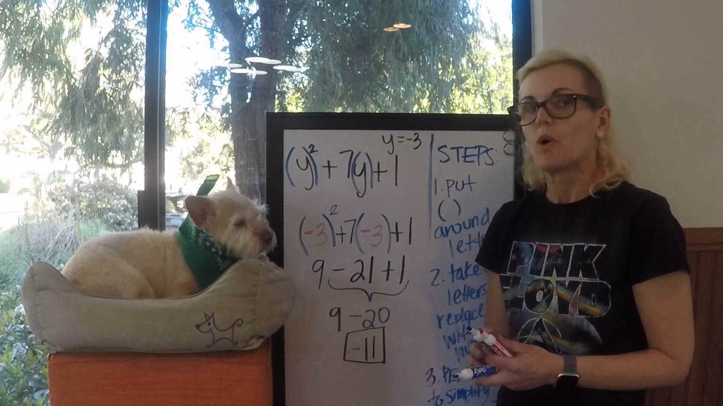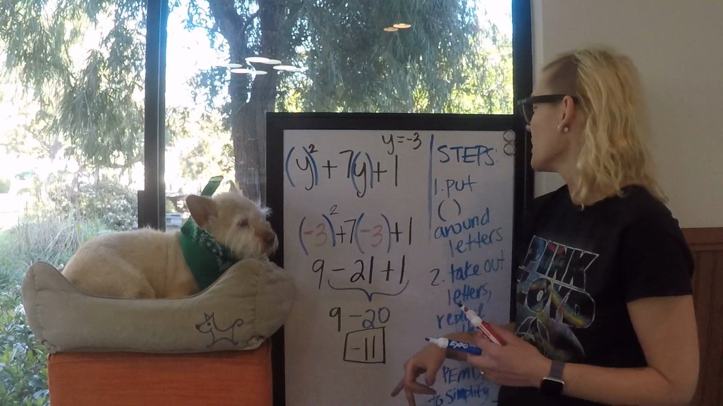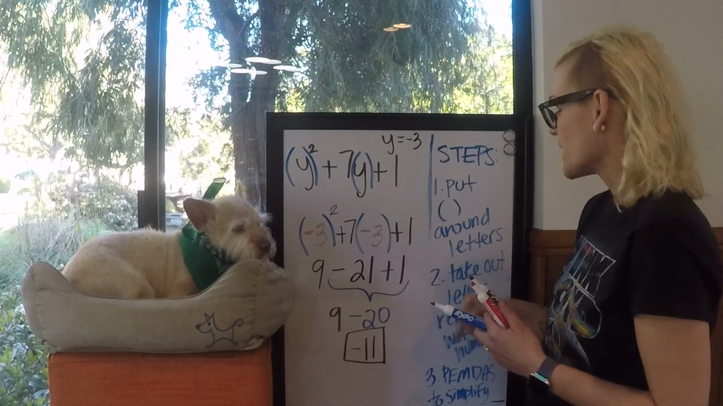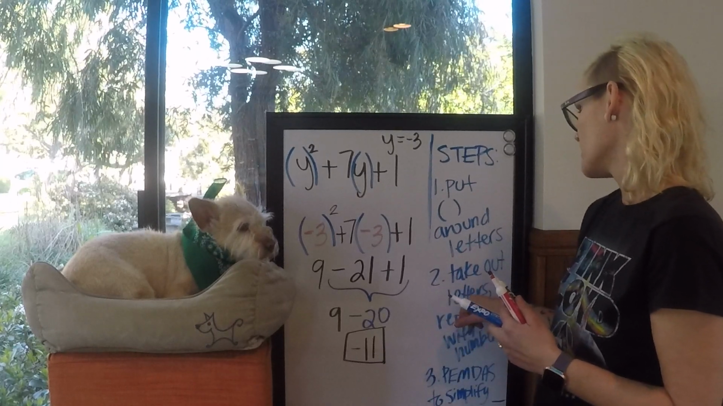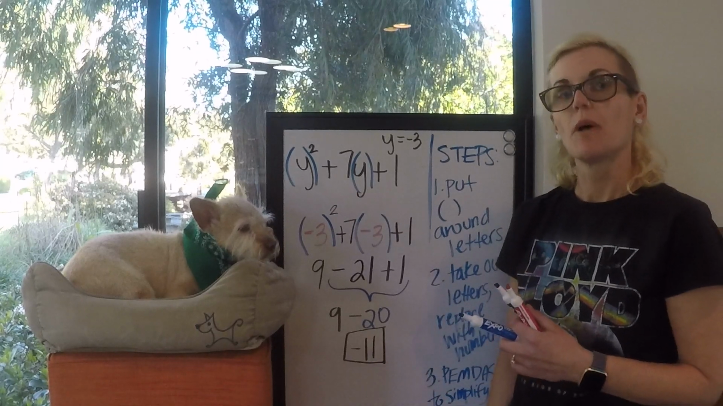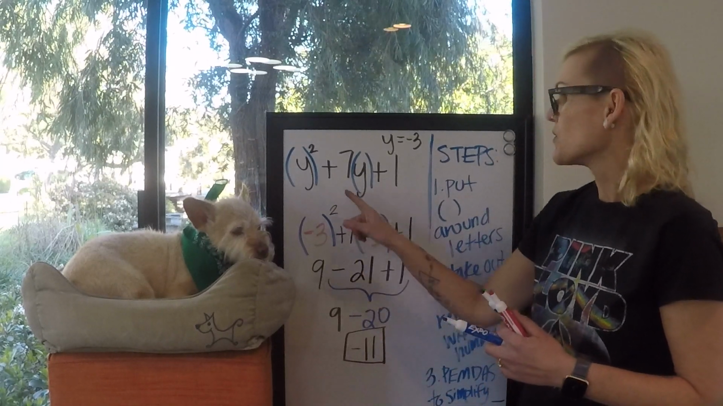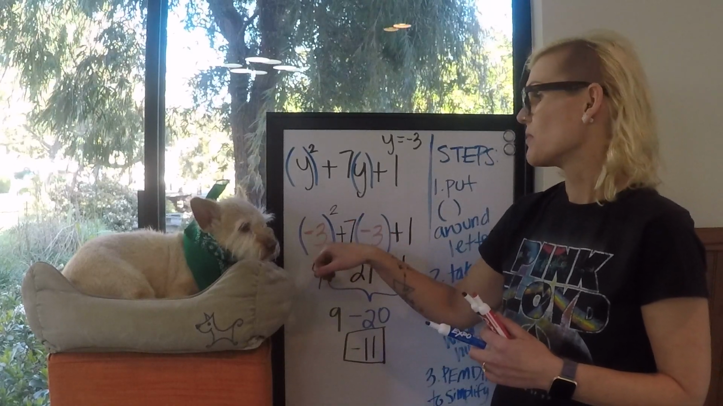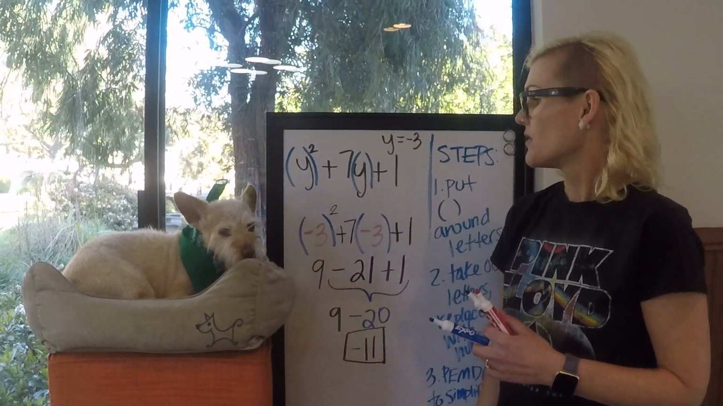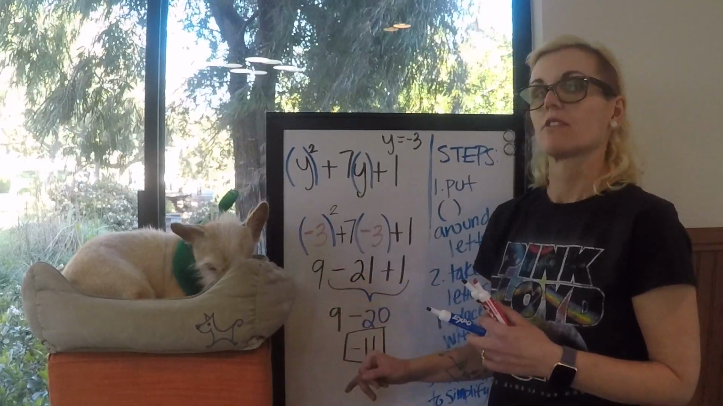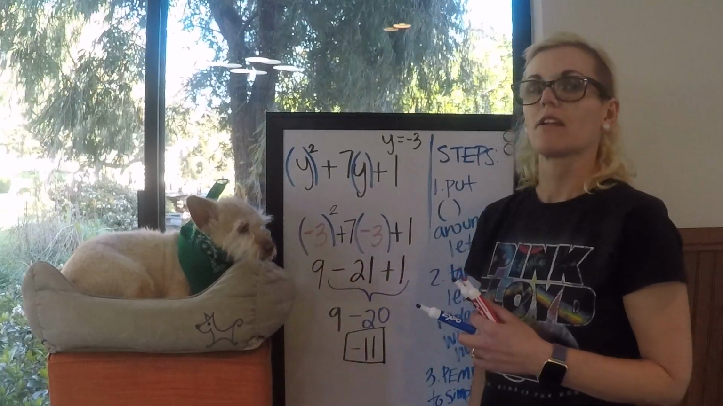So, to recap, when you're doing these types of problems, make sure you put parentheses around the letters. Make sure that you replace the letters with the numbers in the right order. And make sure you do PEMDAS when you simplify. When you have problems that have exponents, it's really important that you put parentheses around the letters. And if you don't, you'll come up with a negative answer if you started out with a negative.